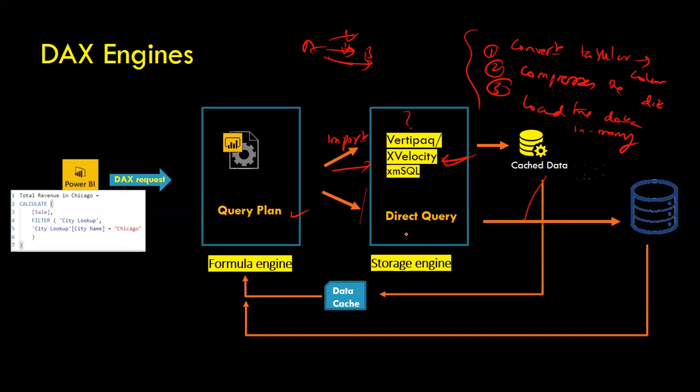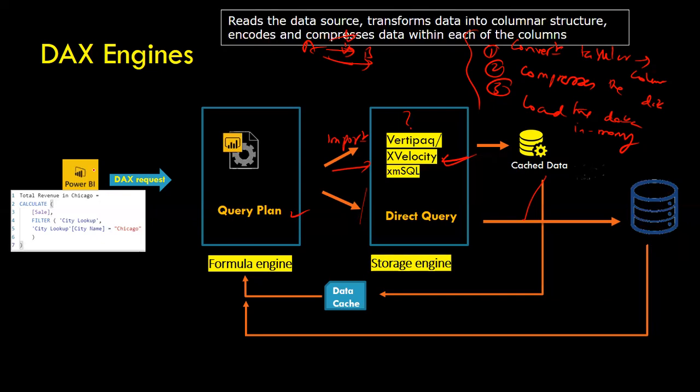But in the case of direct query mode, the query will be sent directly to the SQL server. The output will be sent back from your SQL Server or any RDBMS to your formula engine, and this will be populated in your visual. That's it. In import mode, it reads the data source, transforms the data into a columnar structure, and encodes and compresses it.